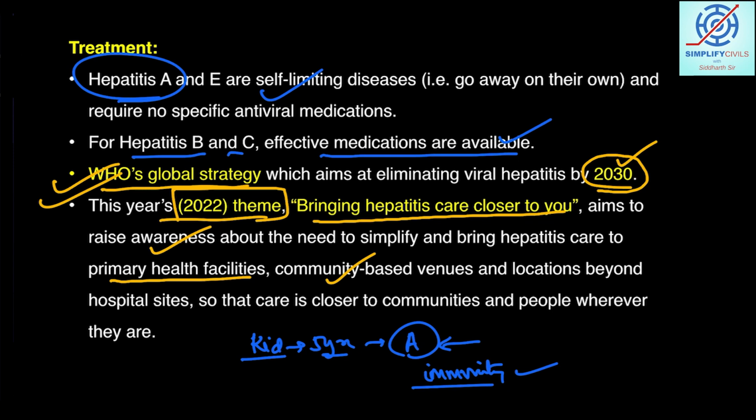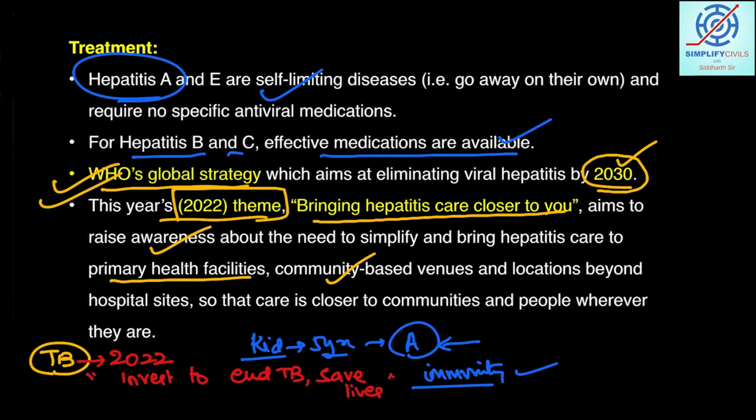Okay students, another theme I would like to discuss here: there is a theme for tuberculosis also, which we skipped previously. For 2022 the theme is "Invest to end TB and save lives." So remember this is the theme for 2022. For 2023 also there will be a theme, so you need to remember such themes, because in some of your PCS exams these themes are directly asked as questions.